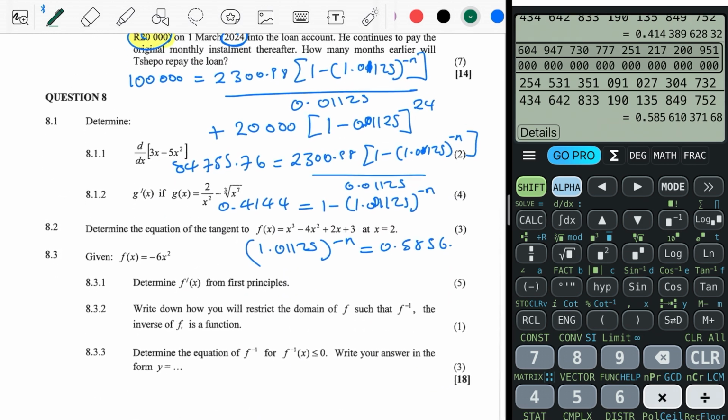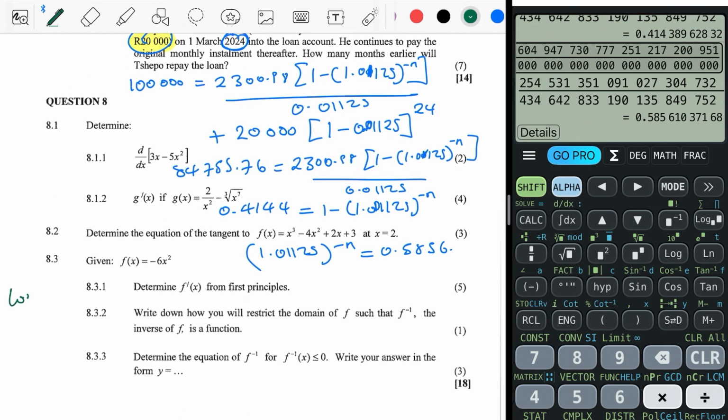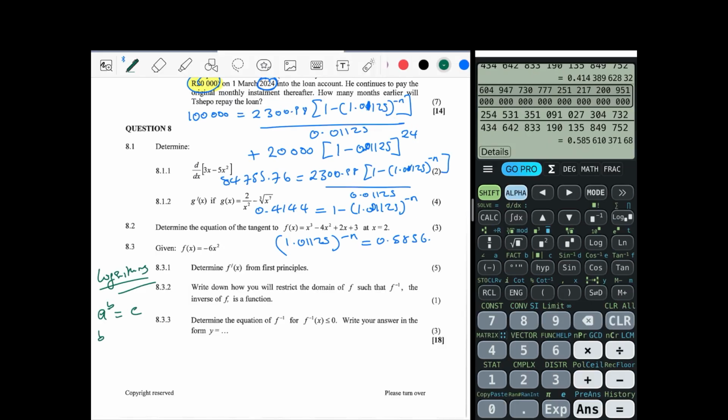And then from here, let me give you notes. We're going to look at logarithms. So we know that if you have a power b is equal to c, this is the same as b log a is equal to log c. Then you can solve for b, and b is going to be log c over log a. And that's what you're going to be using here, because you're solving for n.